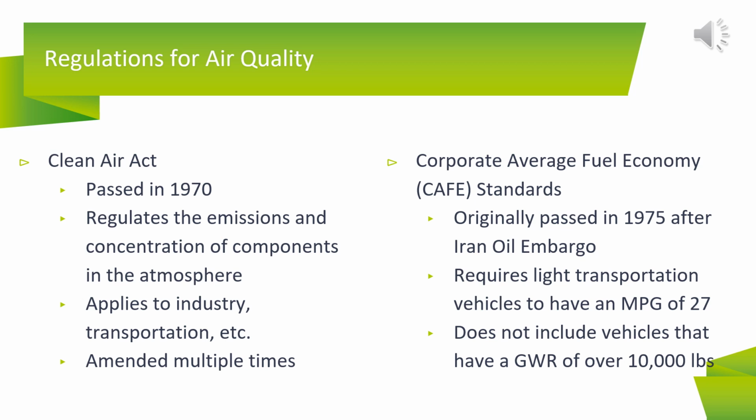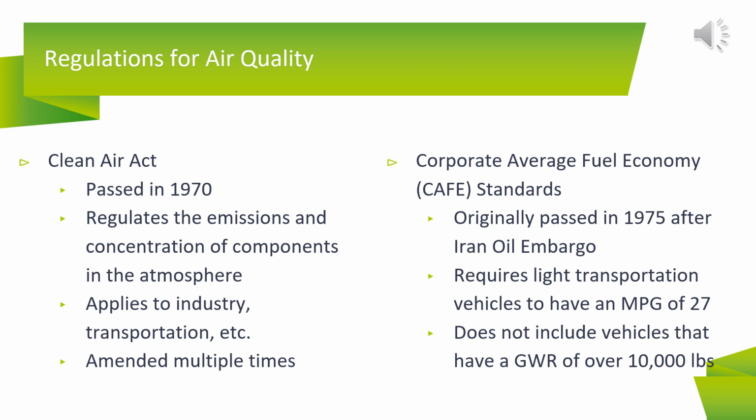Later on, we had the addition of the Corporate Average Fuel Economy, or CAFE standards. It was passed in 1975 in the wake of the Iran oil embargo, which made it very difficult to get gasoline for transportation. So this law was passed directly in response to that. It requires light transportation vehicles, which are those that have a gross weight rating of less than 10,000 pounds, to have an average of 27 miles per gallon. So that sets the fuel efficiency level for light transportation.